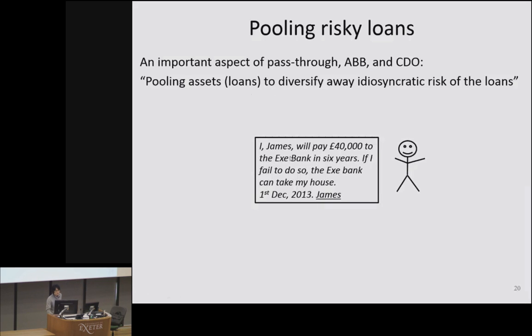Imagine James borrowing a mortgage. James signed a contract which says, I, James, will pay £40,000 to the Exeter Bank in a 6-year period. If I default, then the bank can take my house. So his house is used as collateral. This piece of contract is an obligation for James, but it is an asset for the bank.